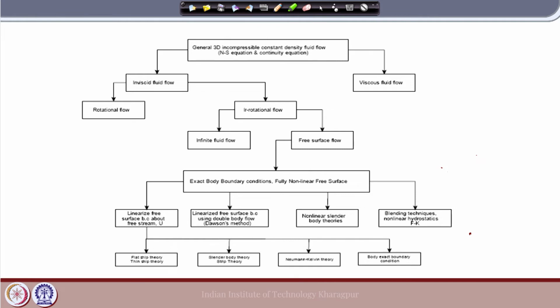what level of assumptions we are making to come to this particular stage. Here we have the general 3D incompressible flow. This is the general problem, where we consider the viscosity and solve the Navier-Stokes equation. So this is the most general situation. Now, from here we do not consider the viscous term, we only consider the inviscid fluid flow, right. We also do not consider the rotational flow, and only consider the irrotational flow. So you have two levels of approximation from here.